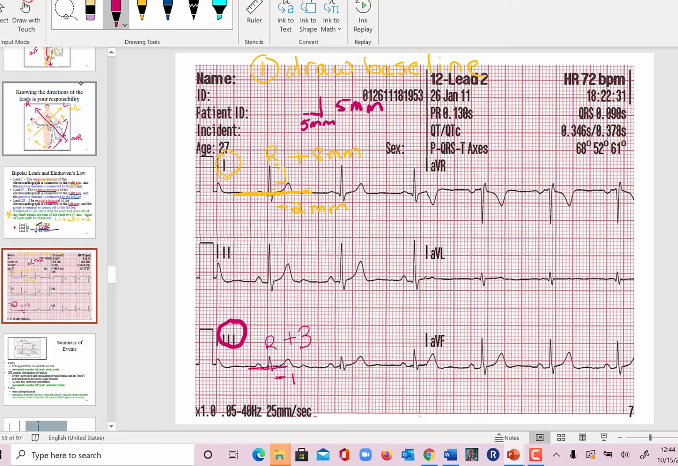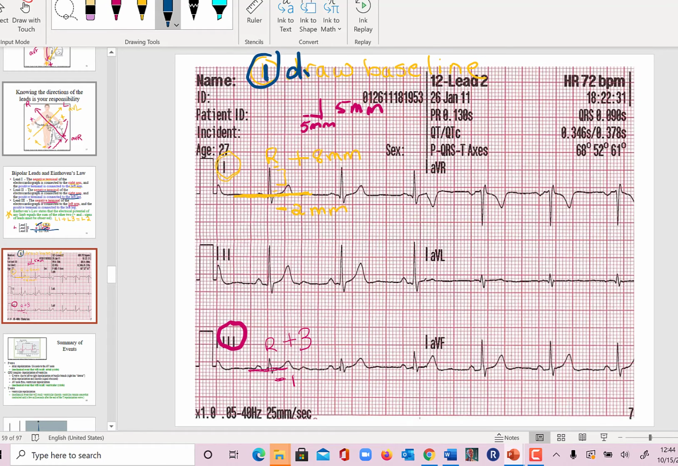So again, we draw a baseline. So 1, let me do this in a different color for instructions. 1, draw baseline. 2, count millimeters for R deflection.